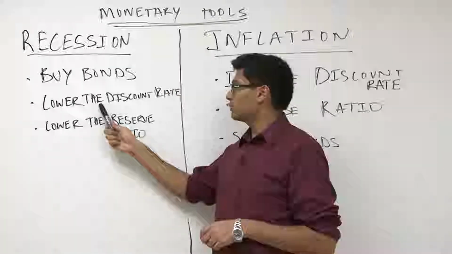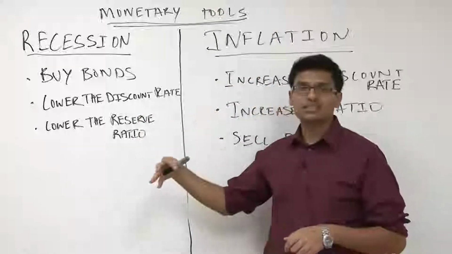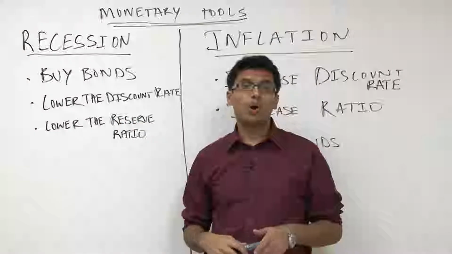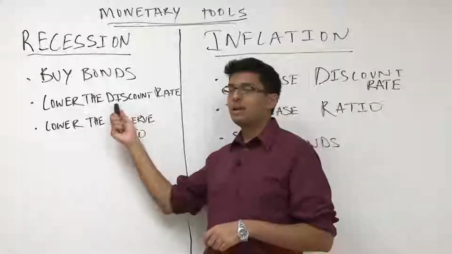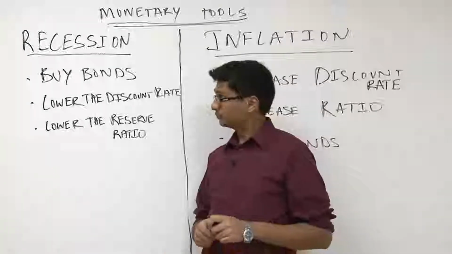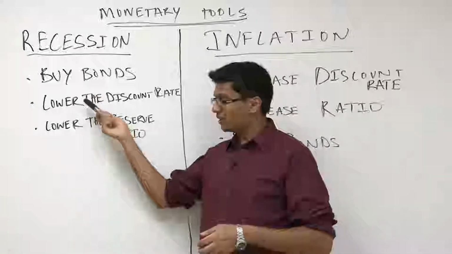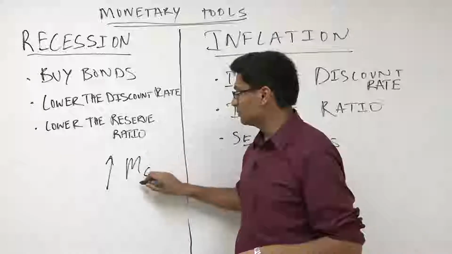So the second one we talked about is lower the discount rate. If you lower the discount rate, again, the same theory is that it's cheaper for banks to borrow money from the federal government. And what that does is that it basically injects more money into the money supply. Okay. So we want to, one, buy bonds, increase money supply. Two, increase money supply. I'm sure all of you are on a trend. The basic idea is to increase the money supply here, right?